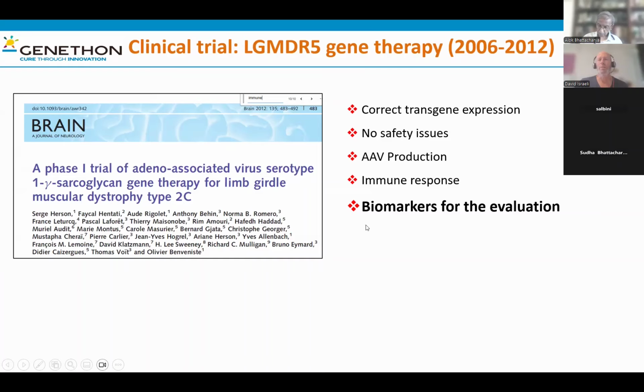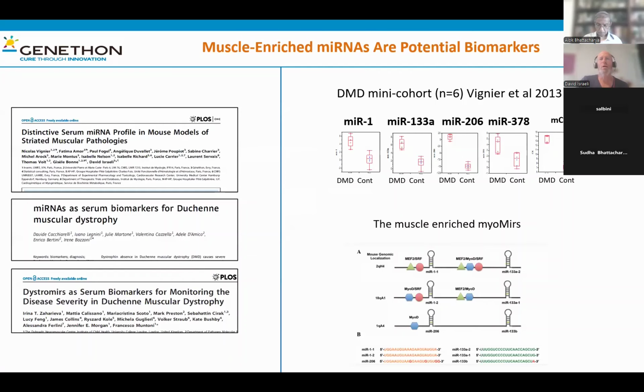So, one of the things that was understood is that biomarkers for evaluation are very necessary, because when you treat with gene therapy in this type of disease, you don't expect very quick functional improvement. So you need to develop biomarkers that will tell you if something is working before a real therapeutic benefit can be observed. So we have embarked on a biomarker project.